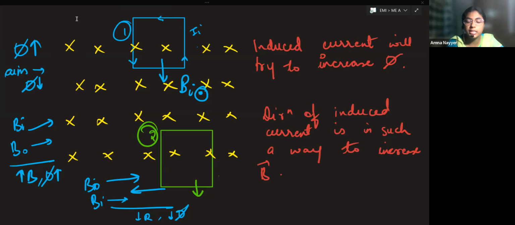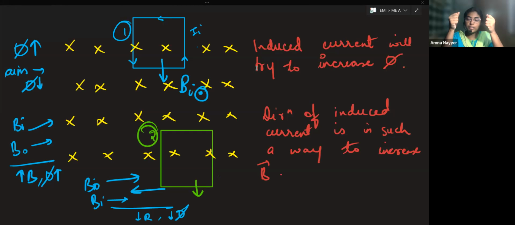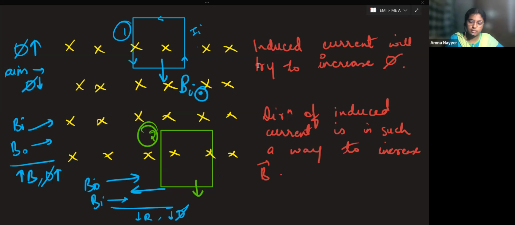Okay, Rifat, tell me one thing. Is the magnetic flux increasing or decreasing? Increasing. See, the rectangular loop is now moving away from the region of magnetic field. Yes, understood. So it will decrease. Got it, Rifat?